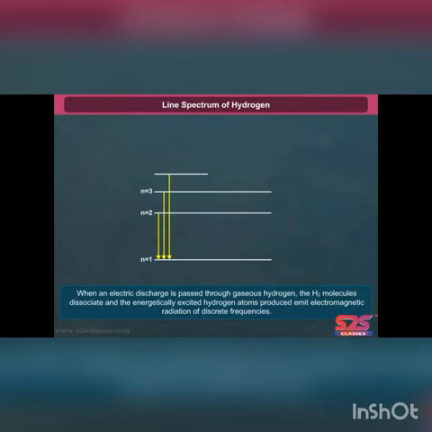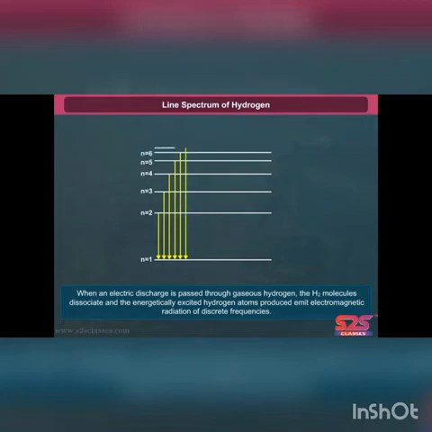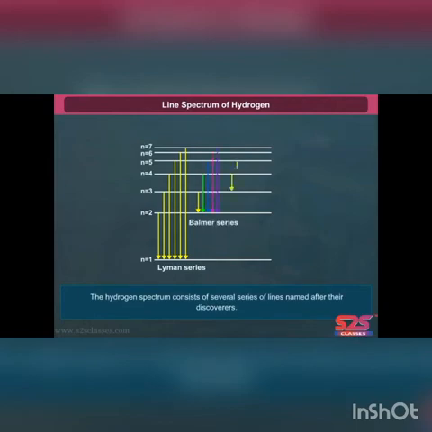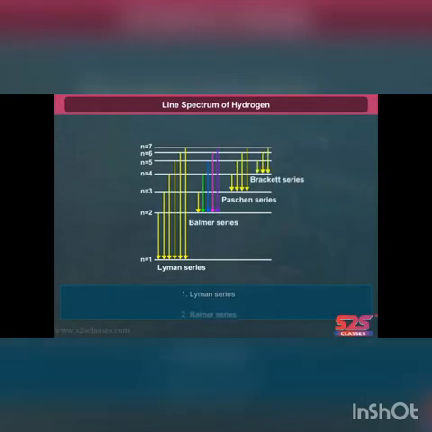Line spectrum of hydrogen. When an electric discharge is passed through gaseous hydrogen, the H2 molecules dissociate and the energetically excited hydrogen atoms emit electromagnetic radiation of discrete frequencies. The hydrogen spectrum consists of several series of lines named after their discoverers. These series are Lyman, Balmer, Paschen, Brackett and Pfund series.